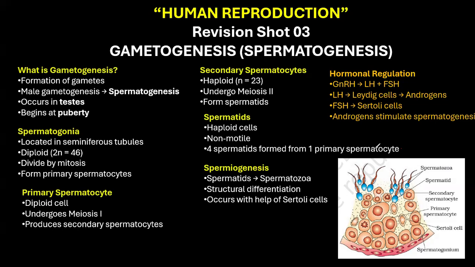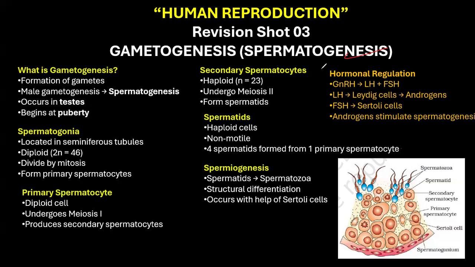Gametogenesis means gamete formation. In males, you have sperms. In females, you have eggs. So gametogenesis is the biological process by which male and female gametes are produced. In males, gametes are sperms, and the process is called spermatogenesis, which we'll be discussing here today. It takes place in the testes and begins at puberty. In females, we'll be talking about oogenesis separately, so that will be a separate lecture.